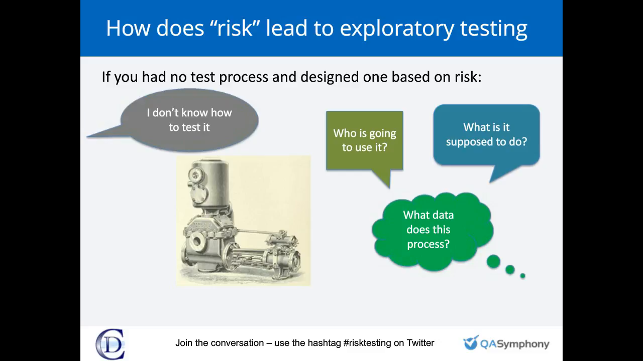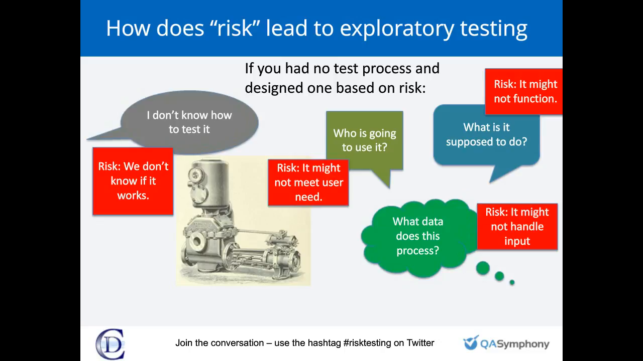So say you've built a thing, there's this metal thing and we've built it, but we don't know how to test it. So we don't have a test process. So we're going to try and build one. Now the easiest way to do this is to just ask questions. Well, who's going to use it? What's it supposed to do? What data does this process? And then we'll try and figure this out. But fundamentally, these questions are related to risk.